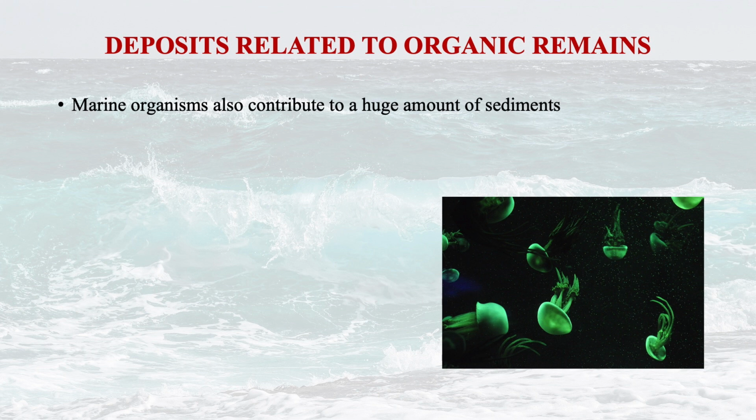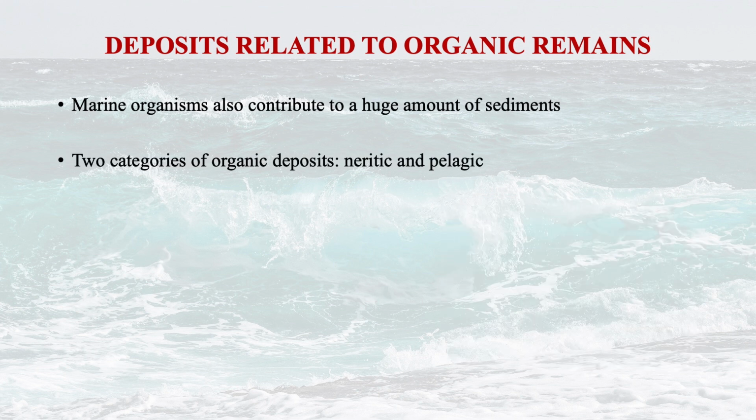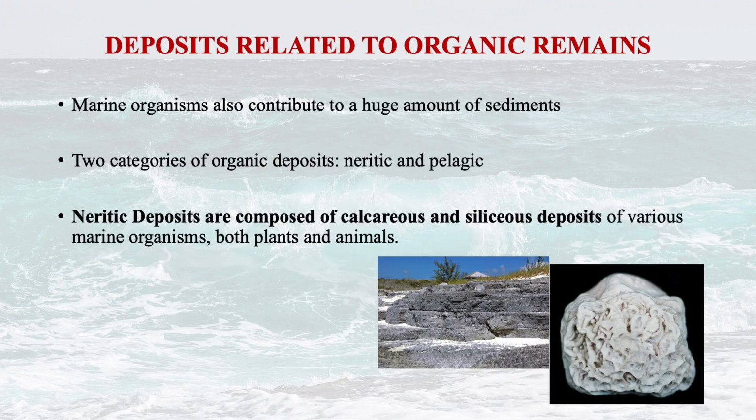Now, what are deposits related to organic remains? They are probably due to the decomposition of marine organisms which contribute a huge amount to these sediments, and they are of two categories, the neritic ones and the pelagic ones. You are already acquainted with these terms: neritic are the shallow water deposits with low salinity, and they are composed of calcareous and siliceous deposits of various marine organisms, both plants and animals.